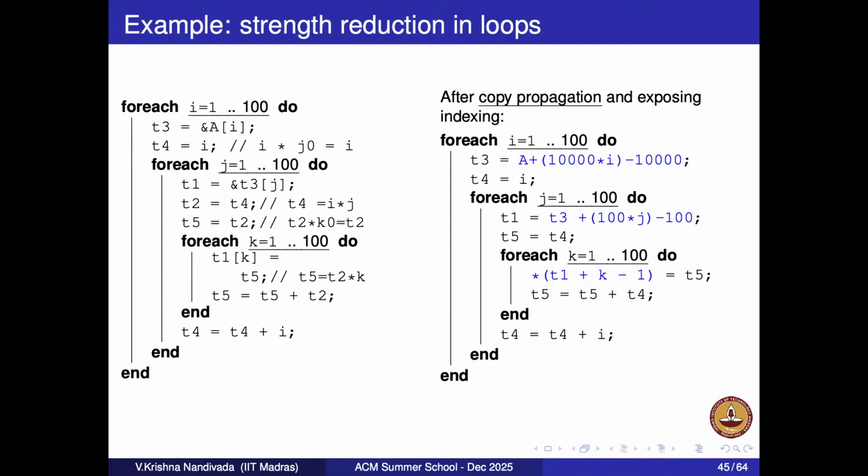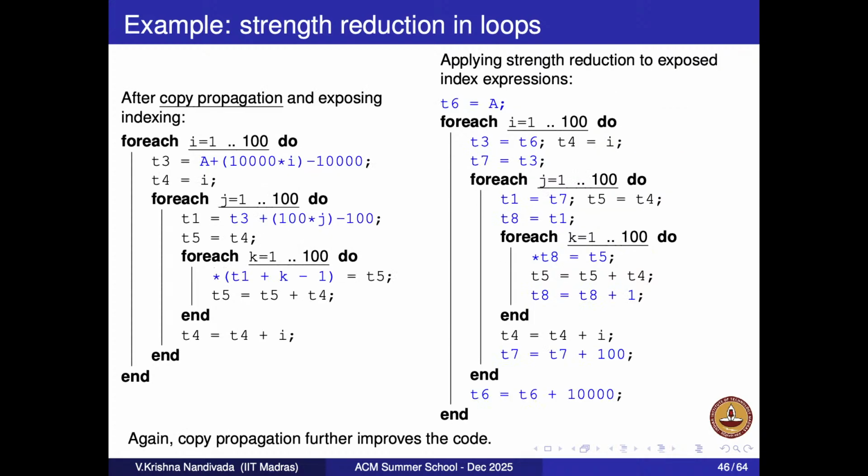is nothing but, when I say T3 sub j, this is nothing but T3 plus... remember, it's a 3-dimensional array. When I go from one element here, the innermost, I am only incrementing by 1. But here I increment by one plane, right? So 100 times j minus 100. Here, in the 3D space, I go from one plane to the other plane. So 10,000 times I minus 10,000. So I have exposed the arrays, and then what will I do?